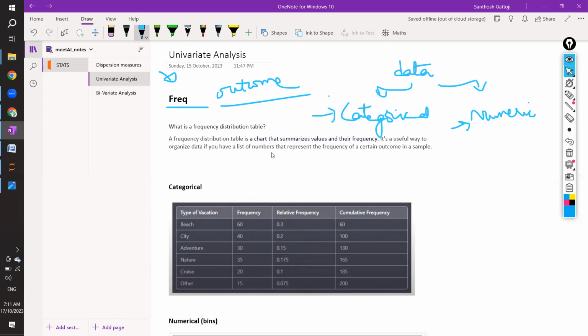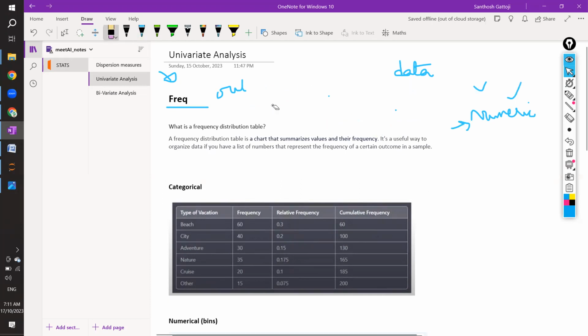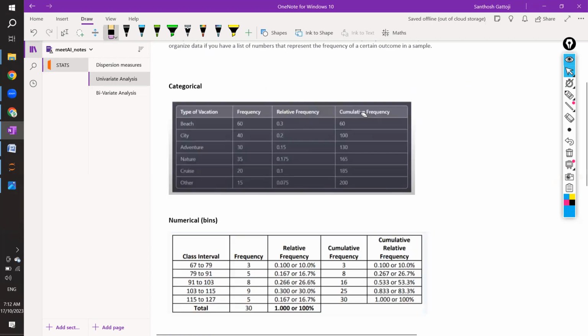Fine. So frequency is simply the outcome and its frequency for each outcome. Now we can do this for two types of data: categorical data and numerical data. Now for categorical data, let's see what happens.